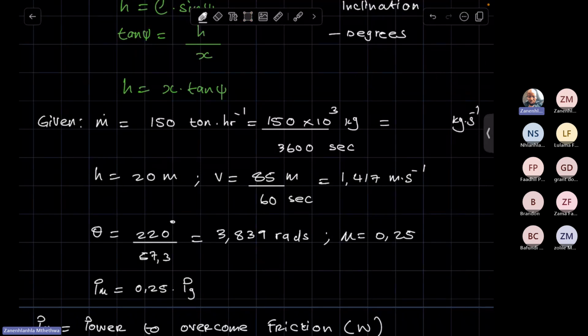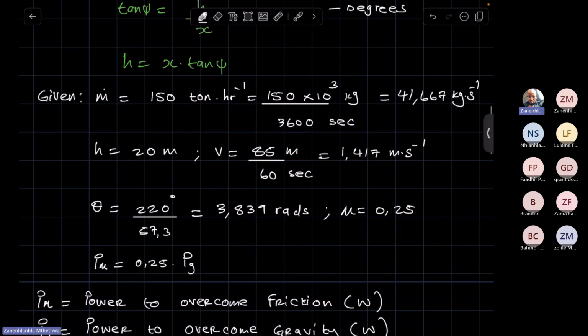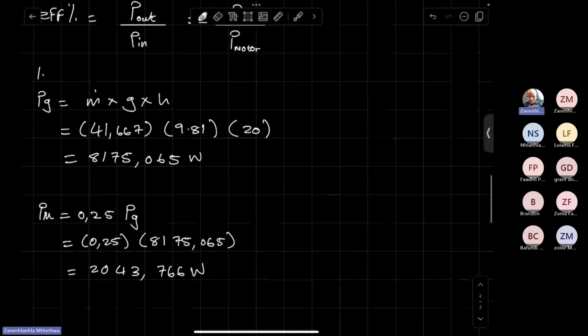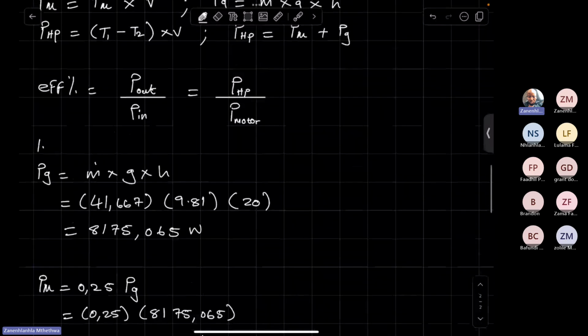This is 41,667. We said 150 divided by 3.6, 41,667. Yes. So we did our substitutions correctly here. Once you have the two powers, you are now going to be able to get the power of the head pulley.